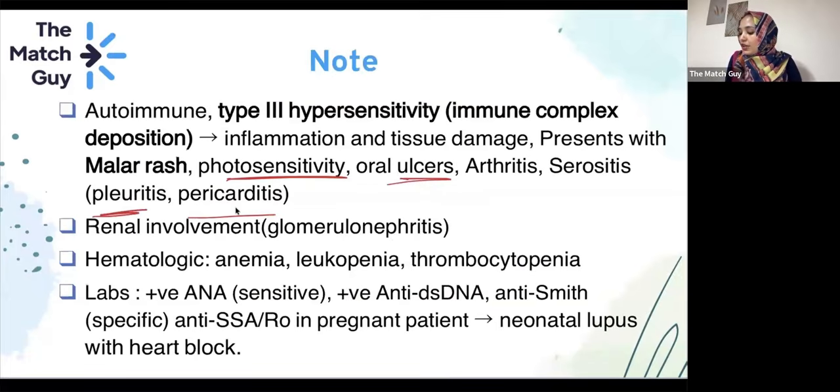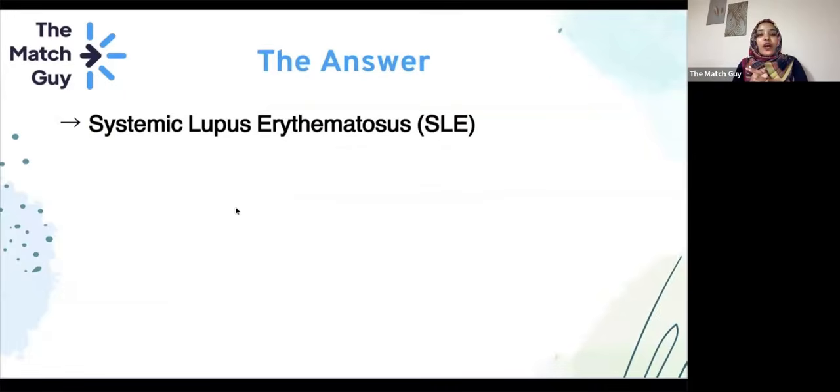Okay? If I give you someone who has SLE, is pregnant, just delivered the baby, what is the most likely complication for the baby? Heart block, yes, very good. Bradycardia. What is the antibody that this patient is going to test positive for?